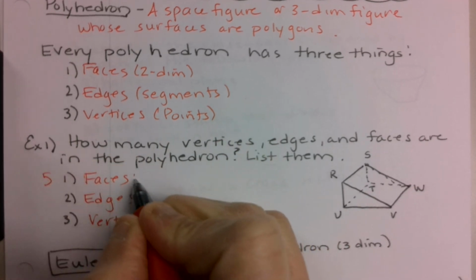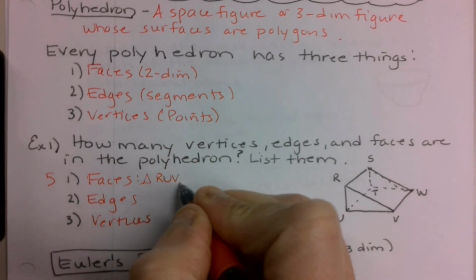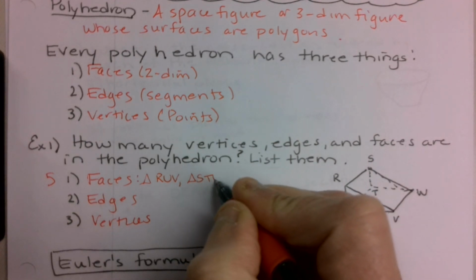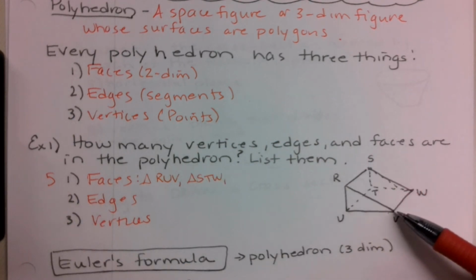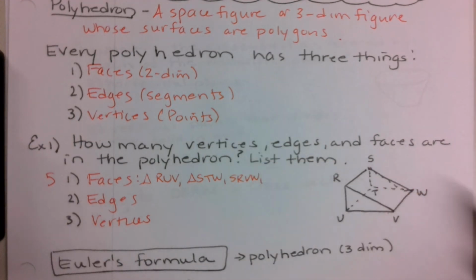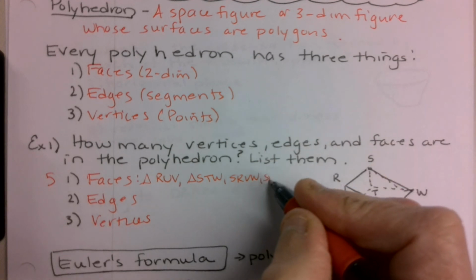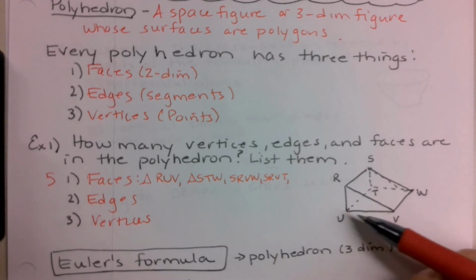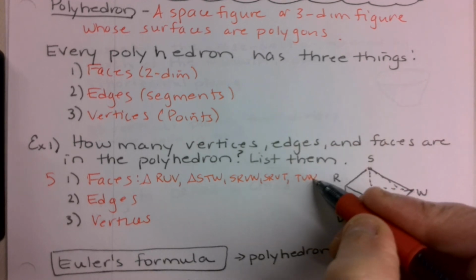So I'm going to do the triangles first. Triangle RUV and triangle STW. Then I've got to label the ones going around. So SRVW is one. SRUT is another. And then we've got this bottom one, TUVW. Oopsie.